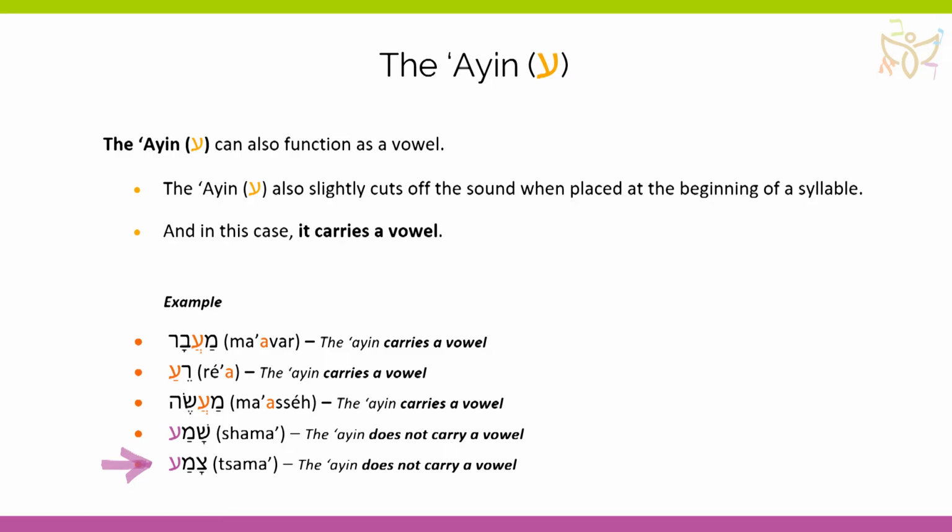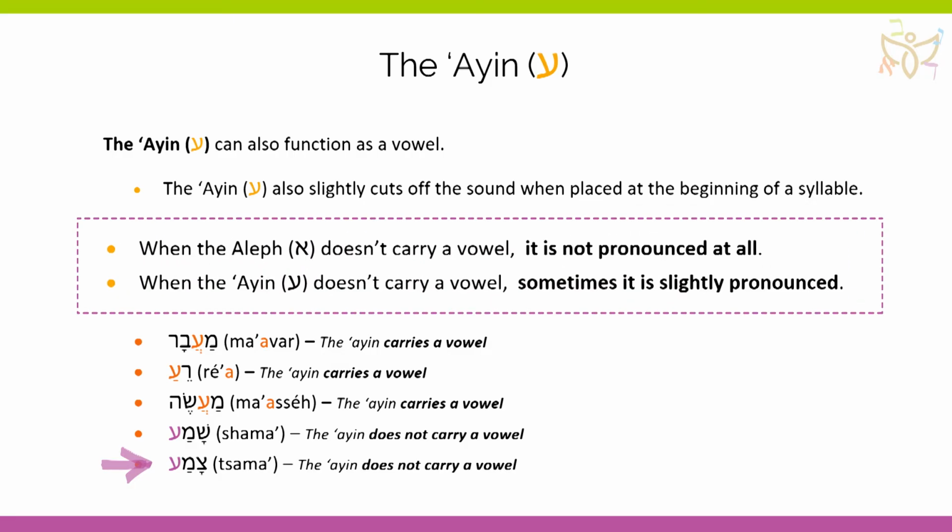We can clearly hear a slight break in the sound between syllables when the Ayin carries a vowel, but it is not really pronounced when it doesn't. I say it is not really pronounced because it's somewhat different from the Alèph. Indeed, the Alèph, when it doesn't carry a vowel, is not pronounced at all, whereas in some cases, the Ayin can be pronounced very slightly, even when it does not carry a vowel, especially among purists of the language.